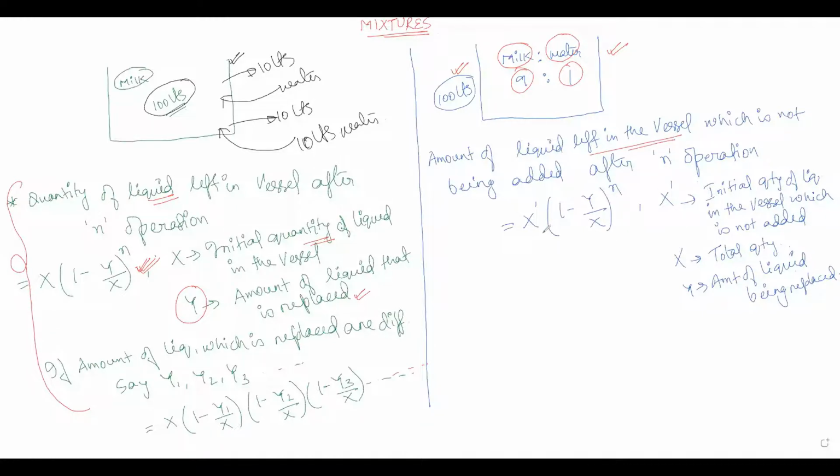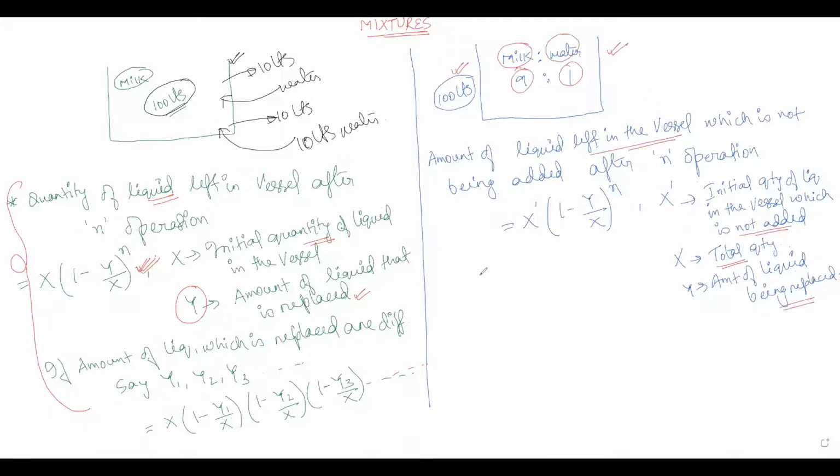n operations would be given by x dash into 1 minus y upon x to the power n, where x dash is the initial quantity of liquid in the vessel which is not added, x is the total quantity, and y is the amount of liquid being replaced. If this y is different, in that case, the formula would be simply x dash into 1 minus y1 upon x into 1 minus y2 upon x and so on, just like we have seen in this case.